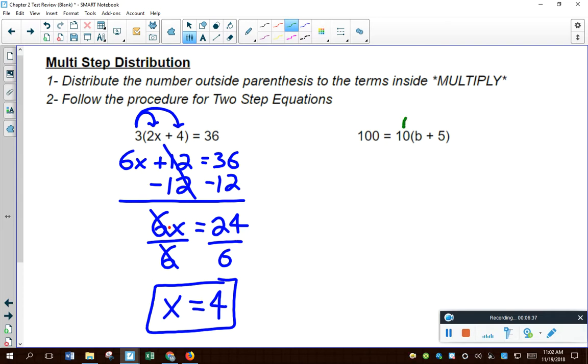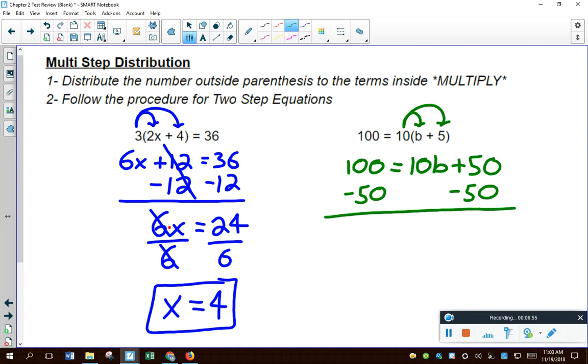So, I'm going to draw my arrows from my 10, and the 100 will stay for now. 10 times b is 10b. 10 times 5 is 50. To get rid of a plus 50, we're going to subtract from both sides. Remember, the goal is to isolate b and get it by itself. 100 minus 50 is 50, and that equals 10b.